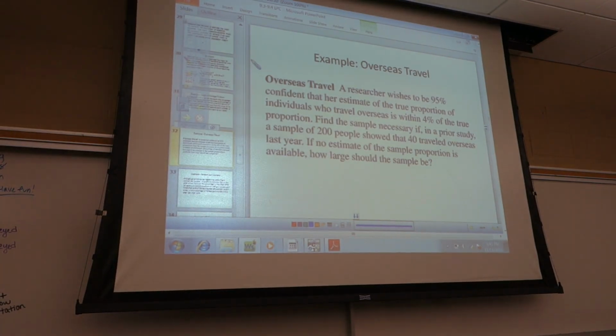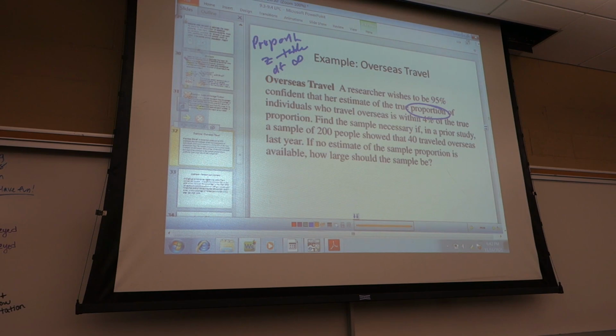Okay. Is it a mean or a proportion? Proportion. How do you know? It says proportion. Great. So is it going to be mu or p? P. Okay. Is it going to be a t-test or a z-test? Z. Z-table, z-test. And what's my degrees of freedom? Infinity. It's a proportion.